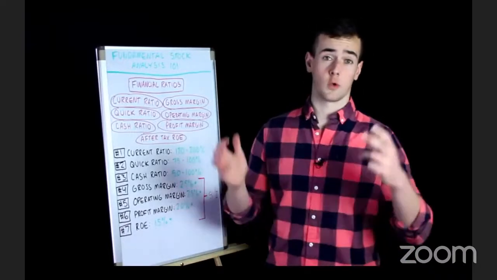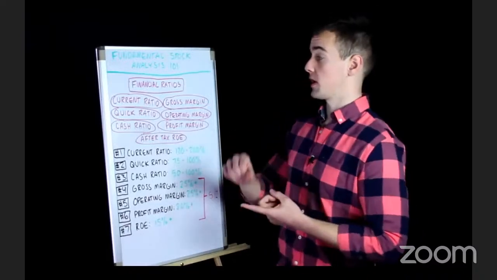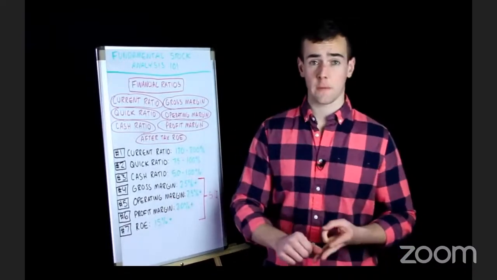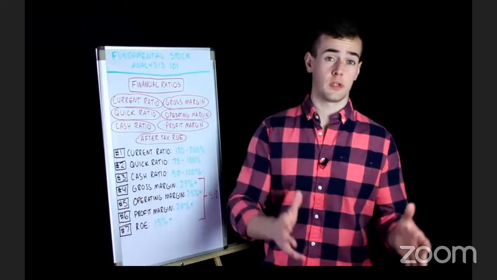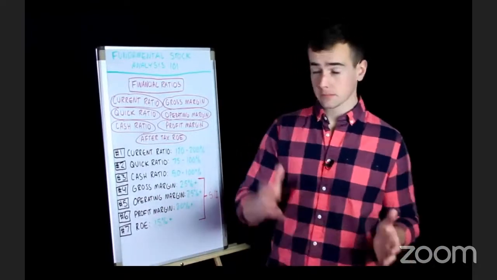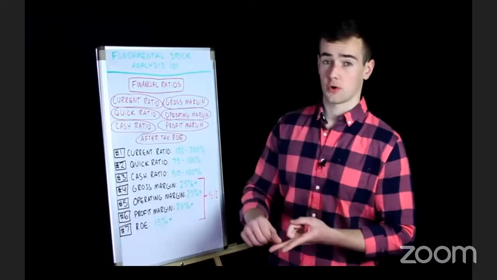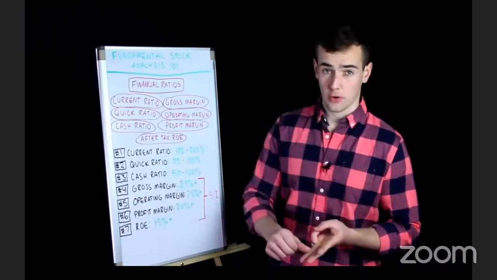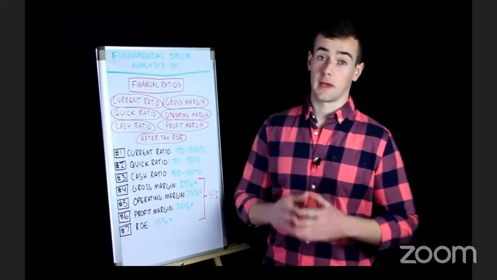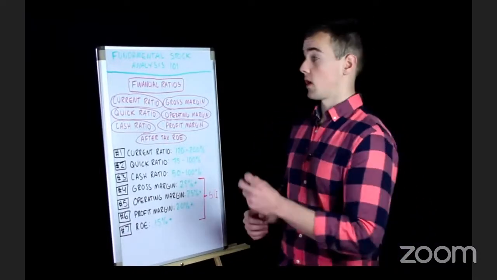First of all, the liquidity ratios, which are the current ratio, the quick ratio, and the cash ratio. All of these ratios show you the ability this company has to pay back debt. And then we have the margin ratios: the gross margin, the operating margin, and the profit margin, and then the after-tax ROE, or return on equity. So first of all, let's go ahead and talk about the current ratio.